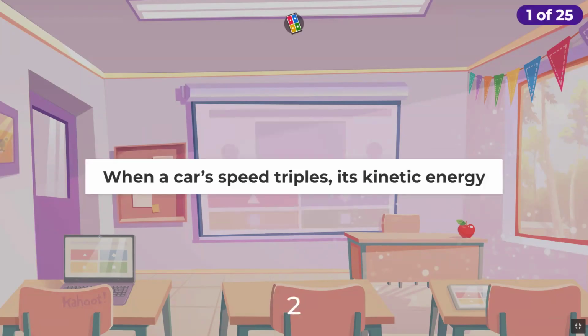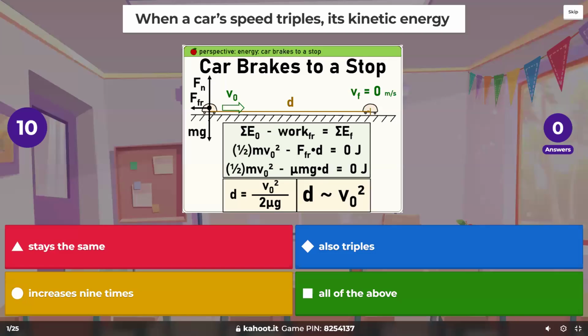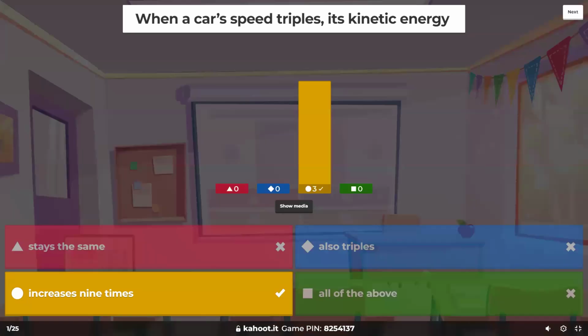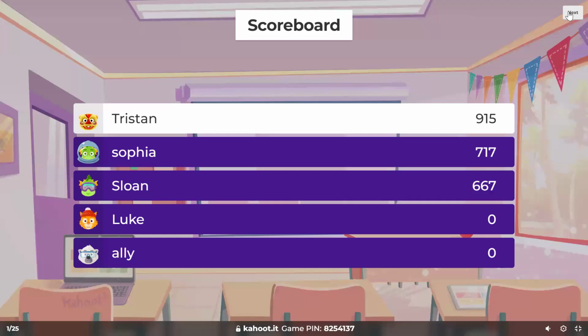When car speed triples, its kinetic energy increases 9 times. Right? So 1/2 mv squared. If you square the v, it'd be 9 times. So 3 squared is 9. All right, got points on board.